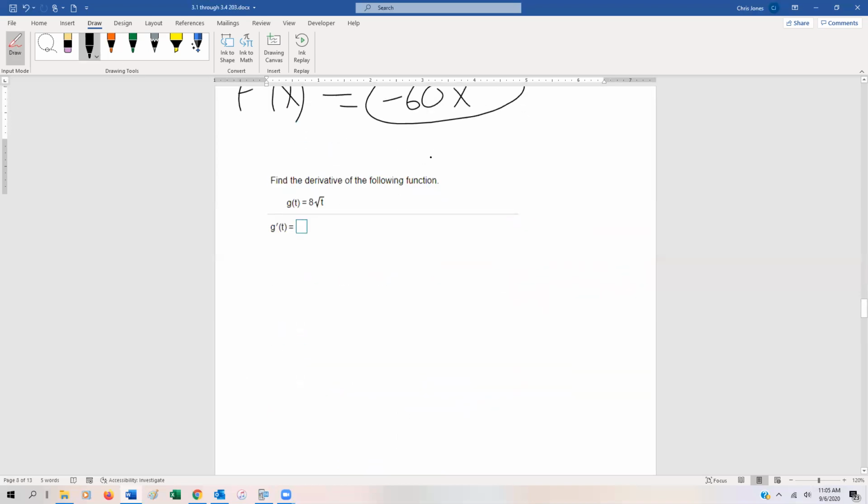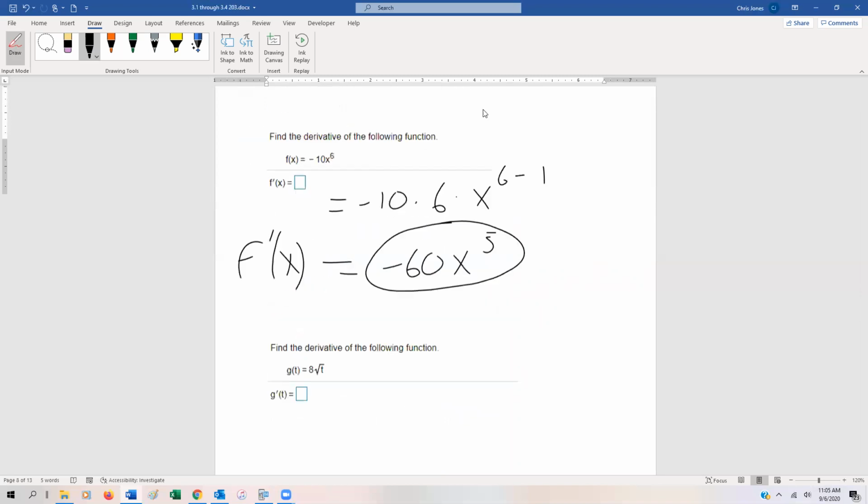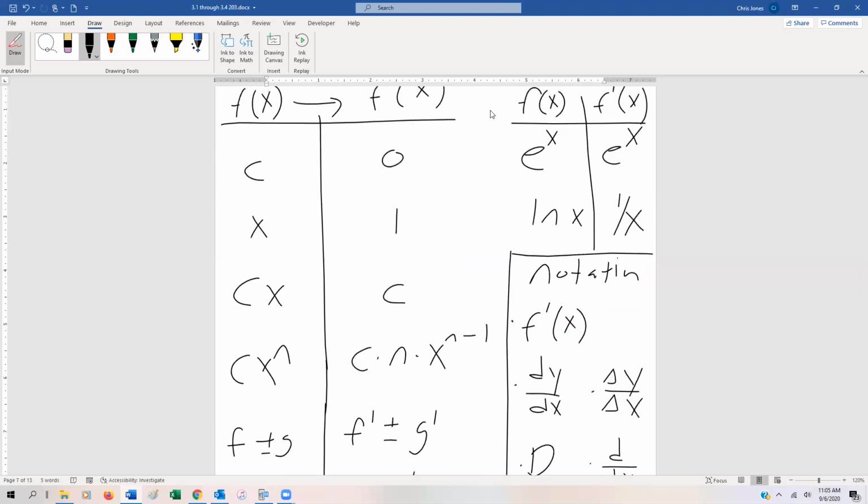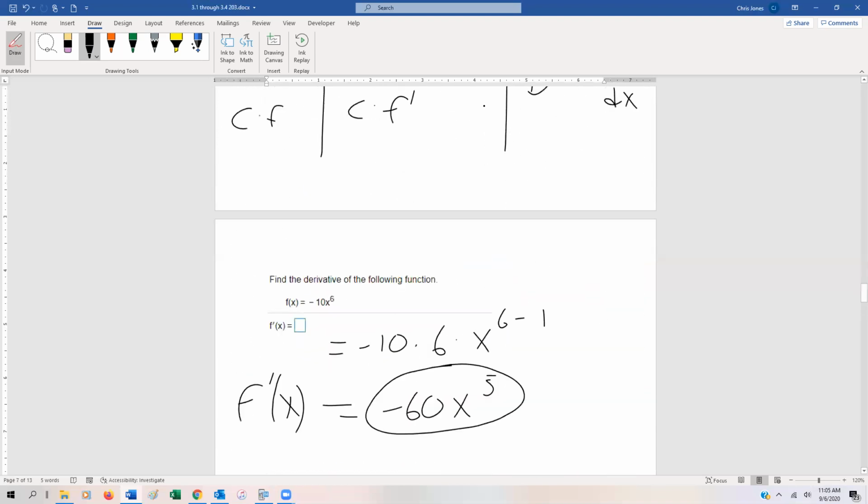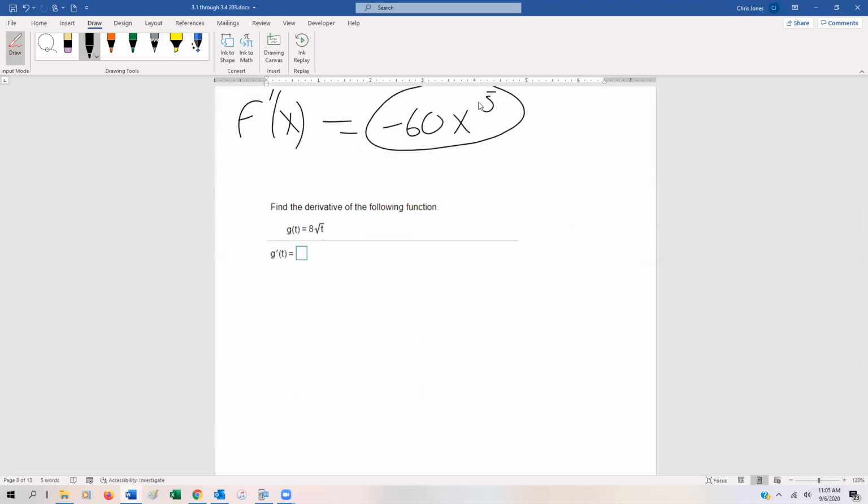Another very simplistic example, 8 root t. Now you might go up here and think to yourself, okay, there's no examples of this at all. There's no square root. That's because the power is hidden. One of the things you might remember from pre-calculus is that you can rewrite this function to the 1/2 power. A square root is really disguised as a 1/2 power. And so now we can use that cx to the n is c times n times x to the n minus 1.